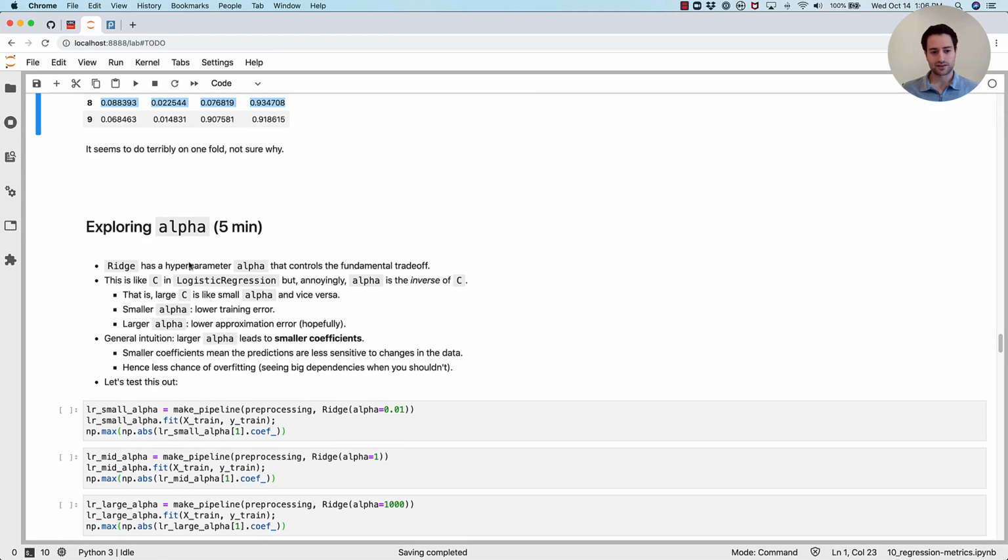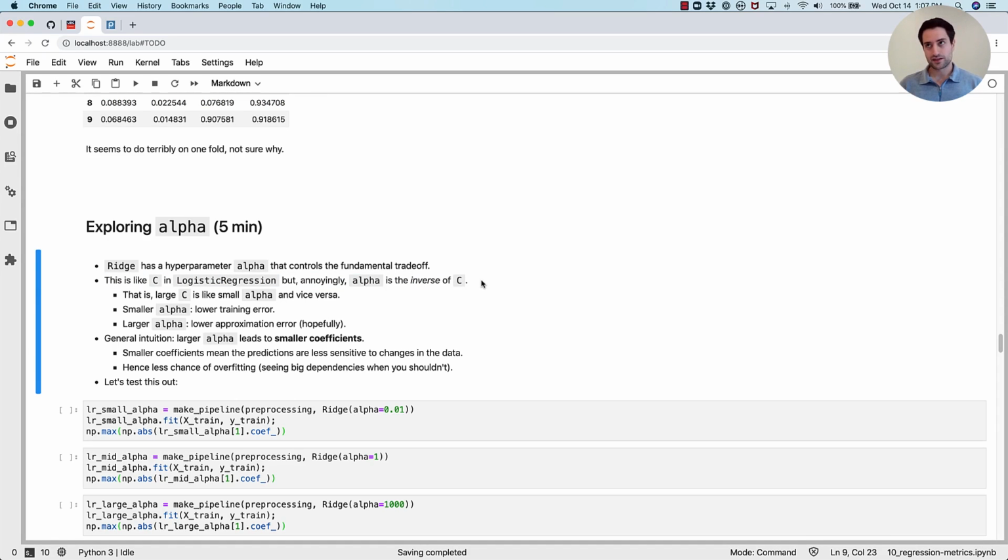When you set it to 0, you're basically going back to linear regression, which I said not to use. So set it to something positive, not 0. And it's basically the same hyperparameter as C in logistic regression, but annoyingly, I'm sure it was done with good reason in scikit-learn, alpha is the backwards of C. It's kind of like 1 over C.